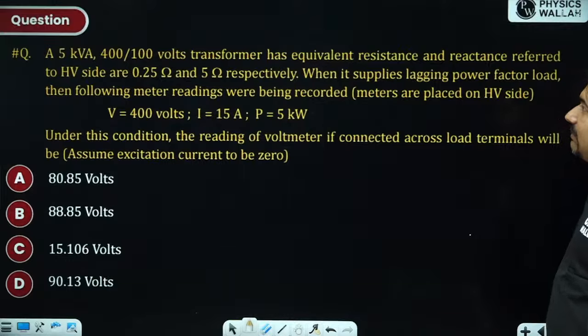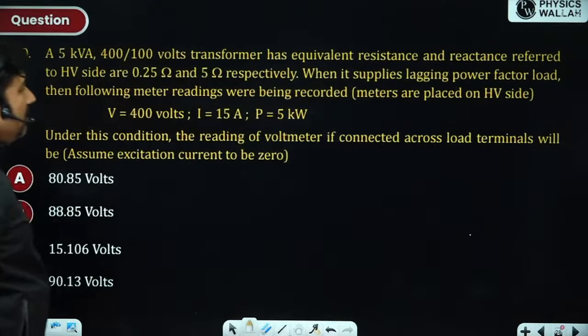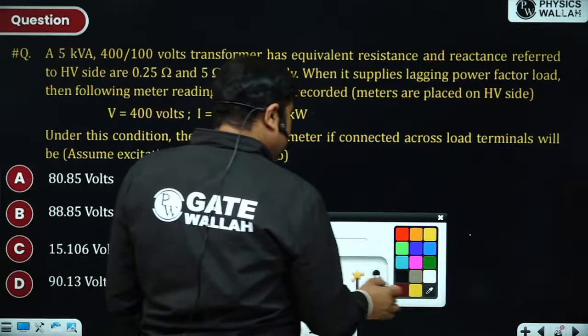So the supply is given on the HV side, and when it supplies a lagging power factor load, the following meter readings would be recorded. Meters are on the HV side only. Under this condition, find the reading of the voltmeter connected across the load terminals. Assume the excitation current to be 0, so neglect the no load current.